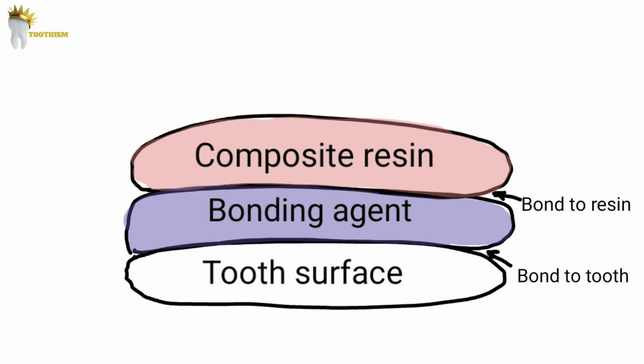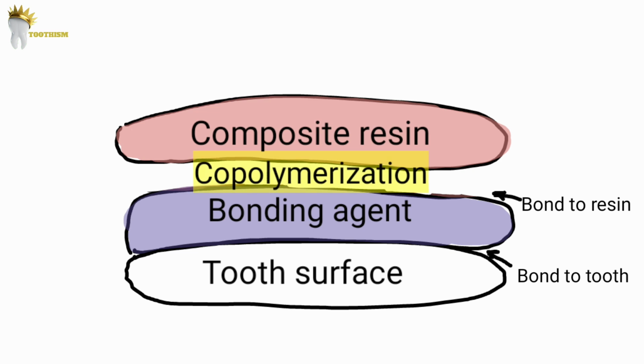In this way, it forms a strong interface between the composites and the tooth structure to withstand mechanical forces and shrinkage stress. This bond between the composite and the bonding agent is created by copolymerization of the bonding agent with the resin matrix of the composite materials. But what is copolymerization, you may ask?